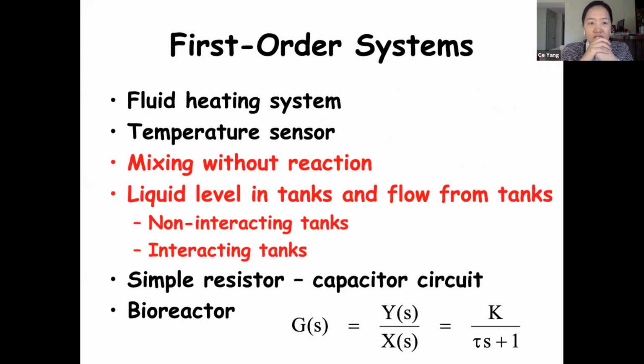So, revisit first order systems. We have different types of problems that are first order systems, such as the fluid heating system and temperature sensor, which we already introduced in our previous lectures. And today we will have more examples, such as mixing without reaction, and liquid level in tanks and flow from tanks. We only discussed non-interacting tanks. The interacting tanks will be covered in later lectures.